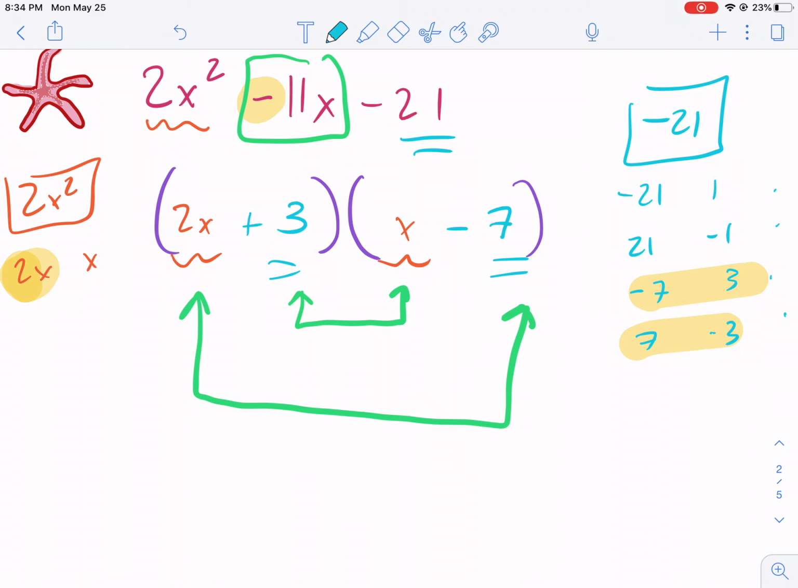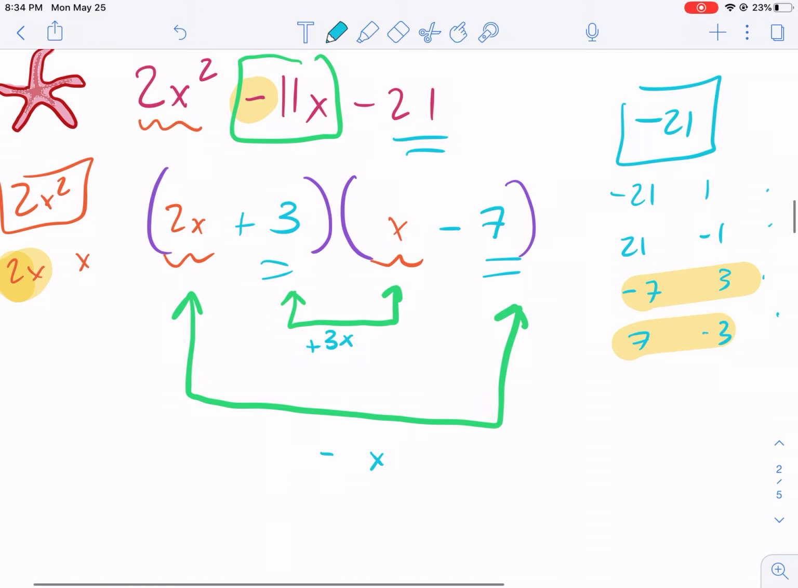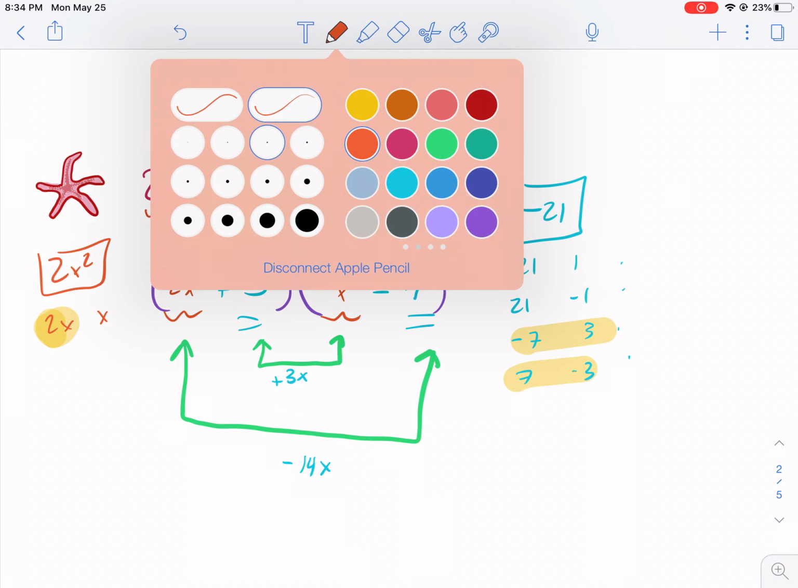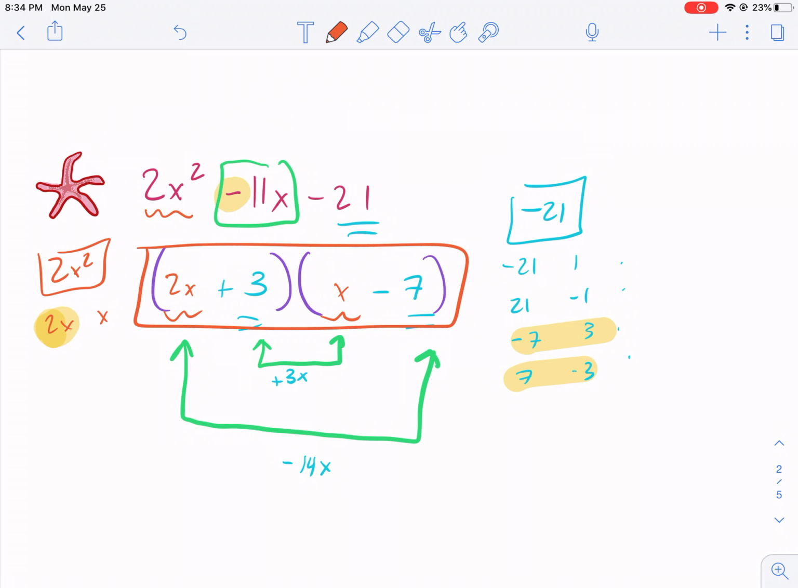What happens? I do 2x times negative 7. That gives me negative 21x. And I do 3 times x gives me positive 3x. Oops, sorry. 2 times negative 7 is negative 14. I don't know where I got 21 from. Negative 14x plus 3x. What do I get? I get negative 11x. There's my answer. So this is a way you can get it done right there.